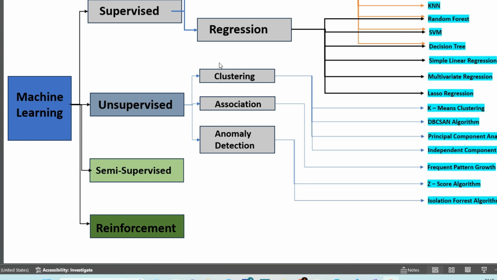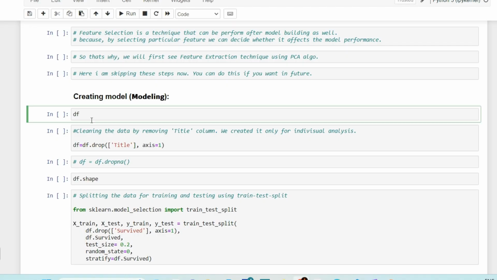Then how do we know that the problem is a classification problem or a regression problem? If the output column is a categorical column, then it's a classification problem. If the output column is a numerical column, then it's a regression problem. In our case, the output column is a categorical column. That's why we have to go for categorical algorithms. In the categorical algorithm, we can choose any one of the algorithms and create the model. So we are going with the logistic regression.